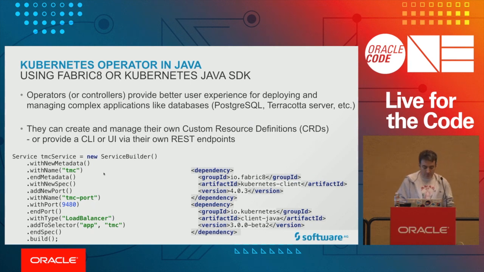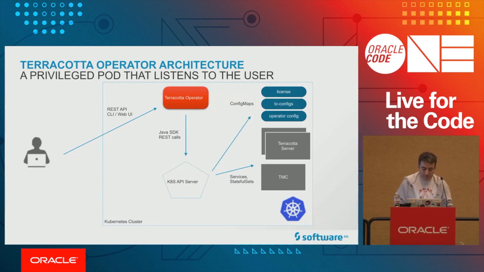Now, what can you do with operators? There are two ways to look at operators. An operator is going to run inside your Kubernetes cluster, and if you look at the Terracotta operator that I started developing, the first way you can interpret that is that you would provide the user with a new CLI, right, with a Terracotta CLI. And this is what they've done. I know that the people working on the PostgreSQL operator provided a new psql-like CLI.